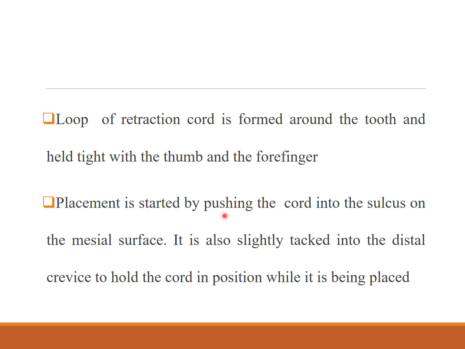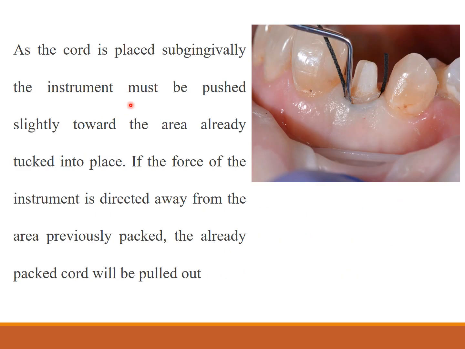Placement is started by pushing the cord into the sulcus on the mesial surface. So from mesial you could do the distal. It is slightly packed into the distal crevice to hold the cord in position while it's being placed in the mesial portion. So the cord is placed subgingivally.